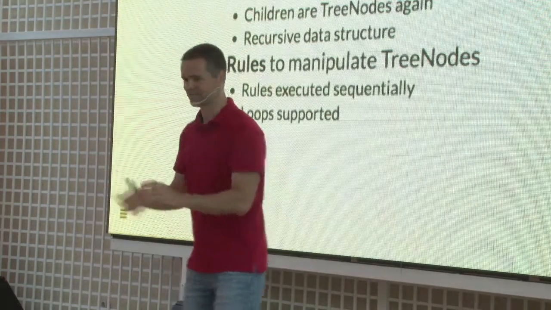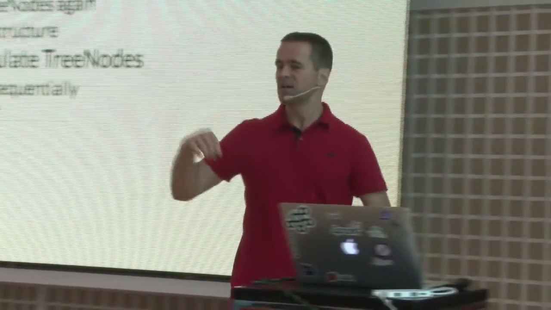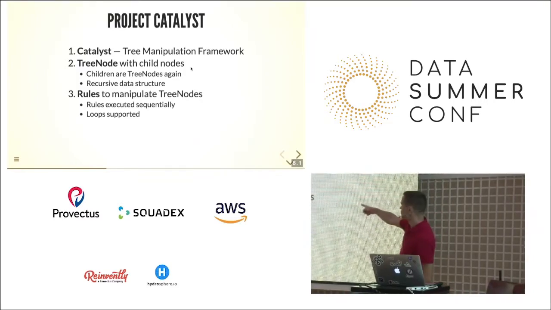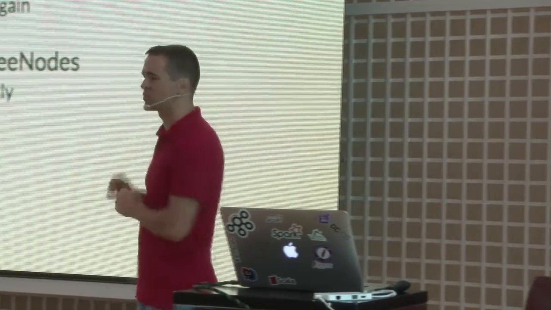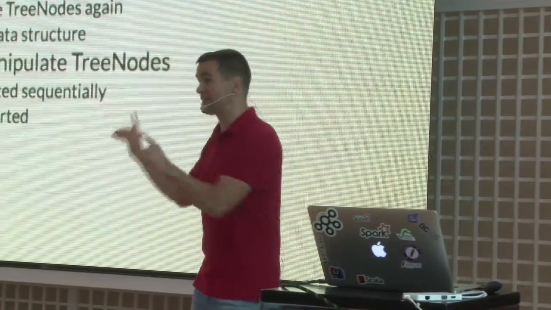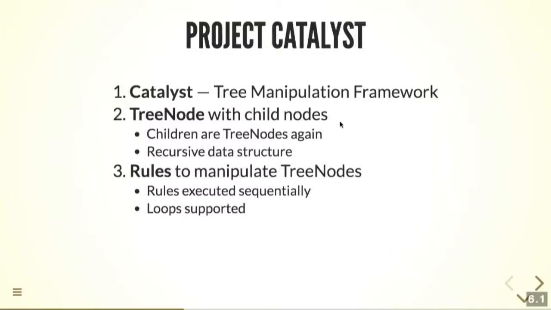A little bit. So Spark does this tree processing with rules. And the rules do nothing but manipulate tree nodes. That's it. And that's still about Spark. Good old Spark.